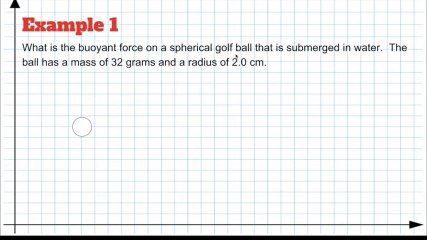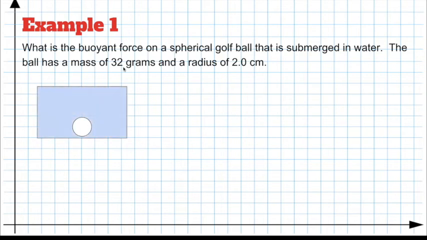We're going to get a golf ball. We're going to submerge it in water. The ball has a mass of 32 grams and a radius of 2 centimeters. So we're going to just start by drawing a little diagram. I've got a golf ball here in some kind of bucket of water or something.